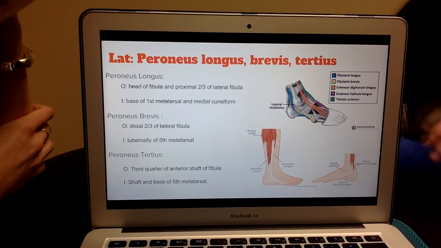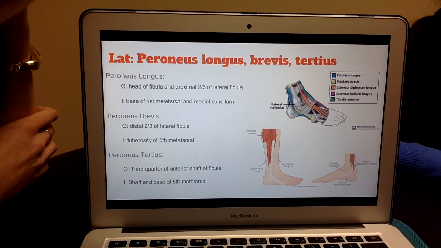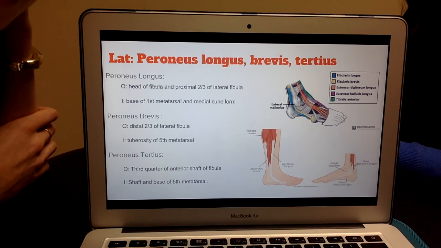So the lateral compartment, the first one we're going to talk about is peroneus longus. It originates on the head of the fibula and the proximal 2/3 of the lateral fibula, and inserts on the base of the 1st metatarsal and the medial cuneiform. Then peroneus brevis, you can see in the picture as well. It originates on the distal 2/3 of the lateral fibula and inserts on the tuberosity of the 5th metatarsal. And then the third is the peroneus tertius, which originates on the 3rd quarter of the anterior shaft of the fibula and inserts on the shaft and base of the 5th metatarsal.